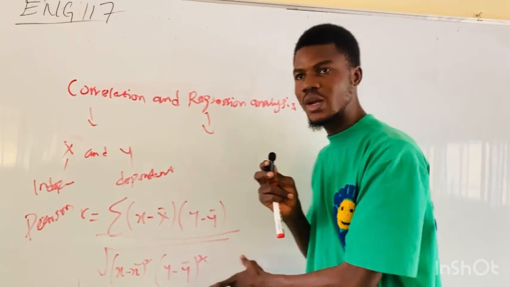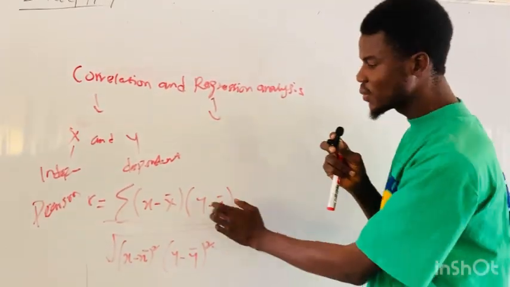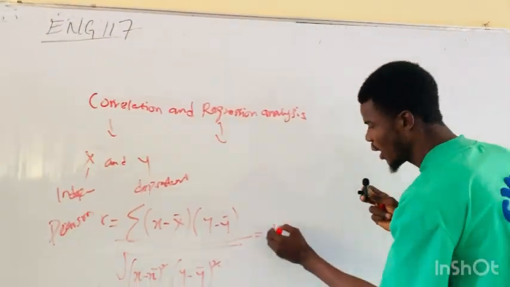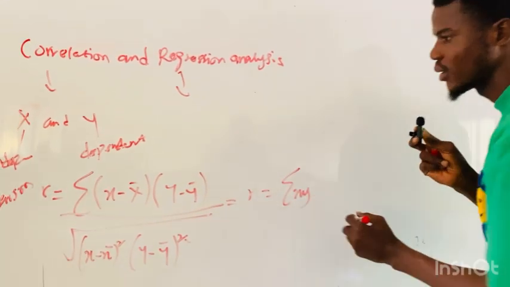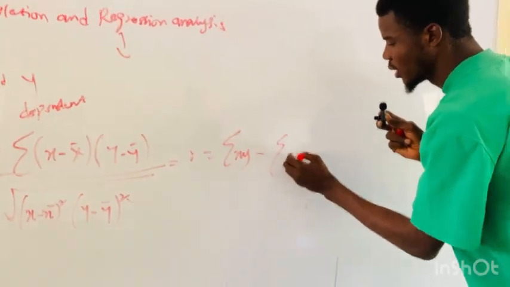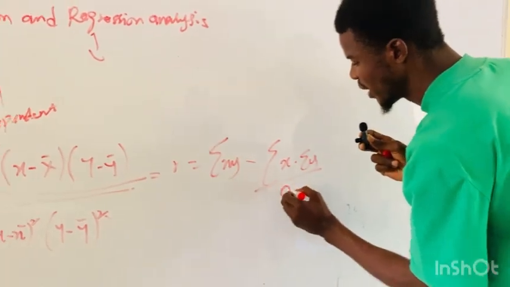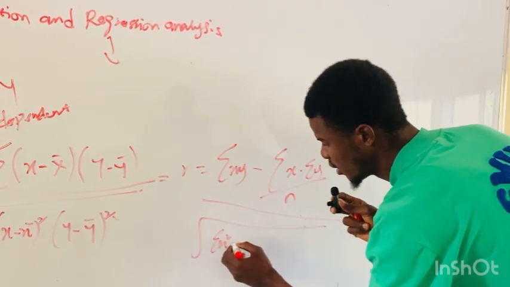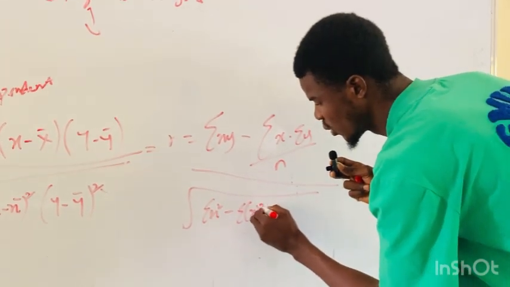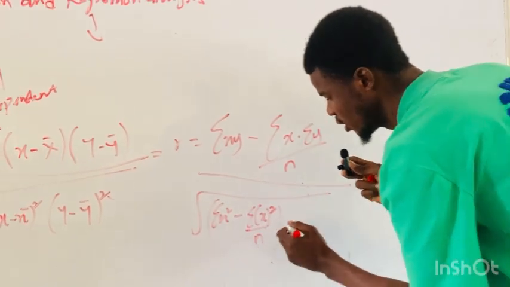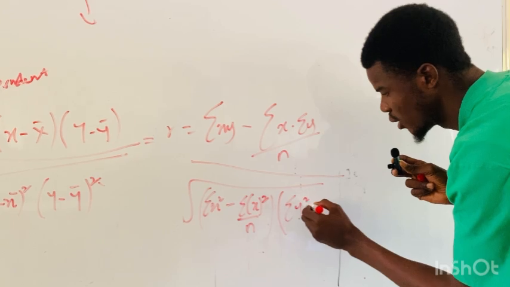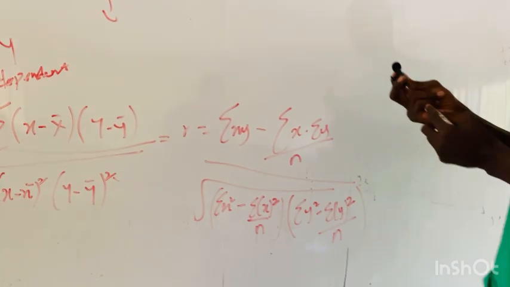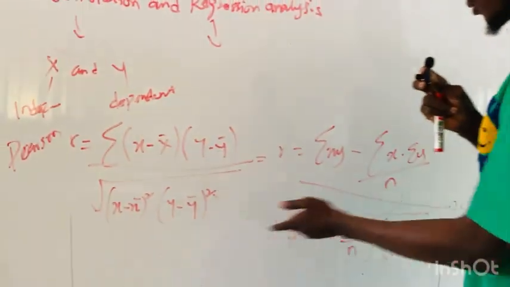A lot of students have another formula which looks like this, but all of them are the same thing. This formula can also be rewritten as: R is equal to the summation of xy minus the summation of x times the summation of y divided by n, all divided by the square root of [the summation of x squared minus (the summation of x) squared divided by n] times [the summation of y squared minus (the summation of y) squared divided by n]. As we can see, some students say this is the formula they have, some others say this is the formula.